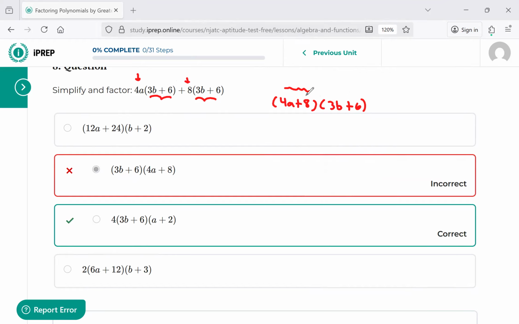Then what they did was they did one step further. Over here between the 4a and the 8, it looks like you could factor out a 4. So this is going to be a plus 2 now, and then this is still going to be 3b plus 6. But they did not factor out a 3 over here. So that was my mistake. So yeah, it's this one. Man, that's tricky because this sounds good, but they just did one step further and factored out this 4 here, and then that's how they got this.